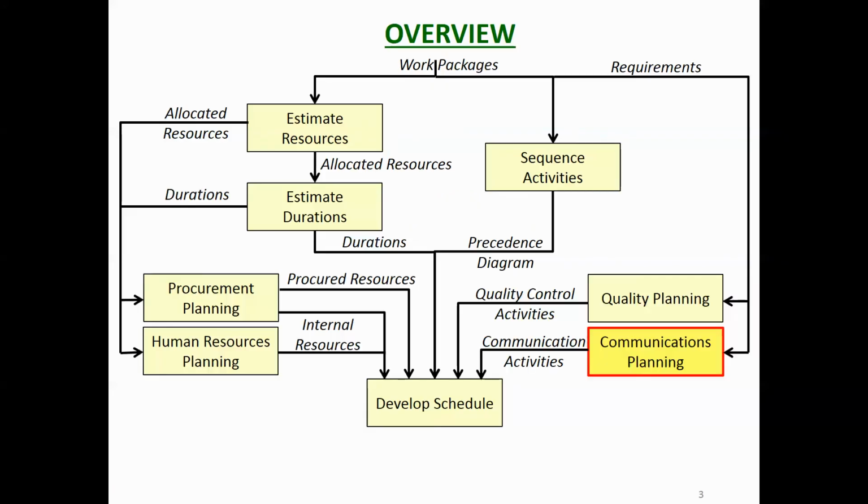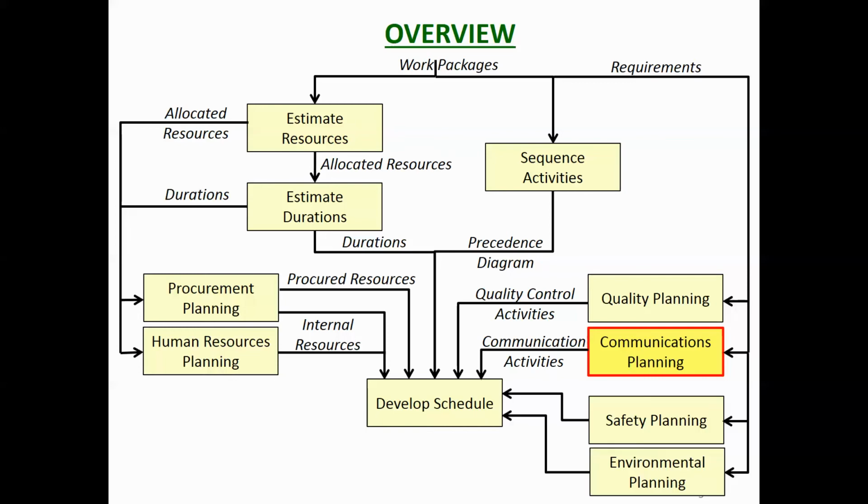So you'll recall that we looked at this in previous videos. We've got the work packages developed from the scope management process, scope planning. Then we figure out the resourcing, and we estimate what resources we require, the durations, how we're going to procure them or obtain them internally. So now we're looking at the other side of the table.